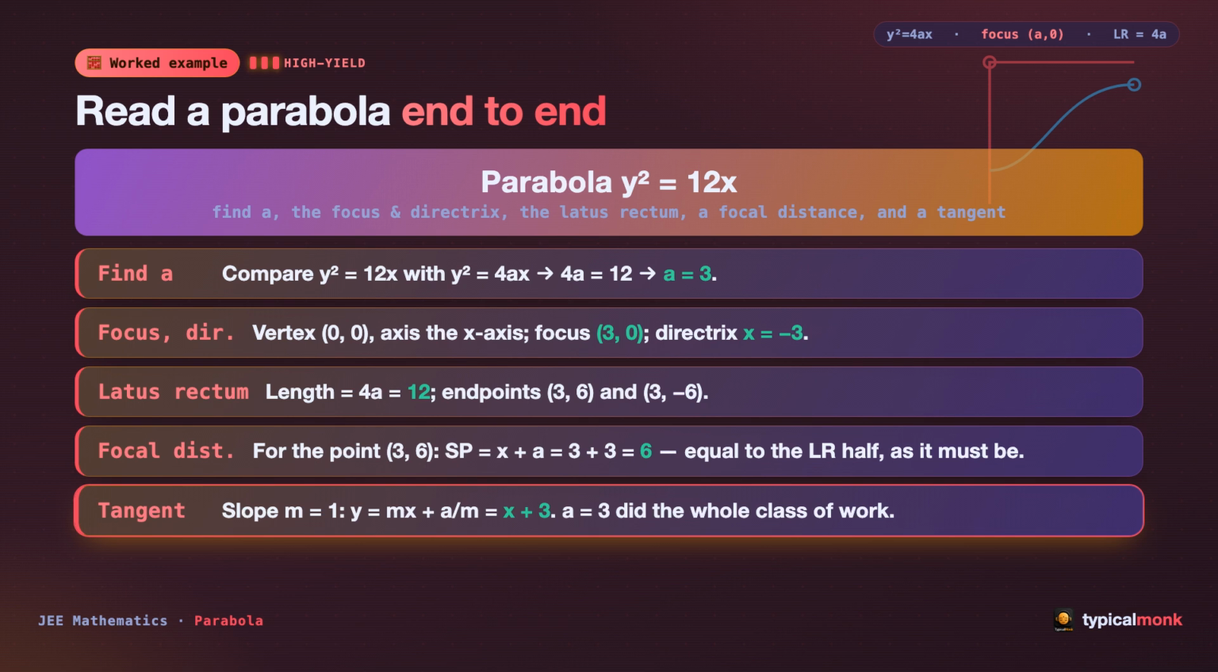And a tangent. With slope m equal to 1, y equals mx plus a over m, which is x plus 3. One value, but it did the whole class of work.